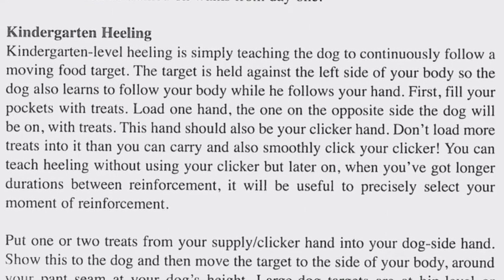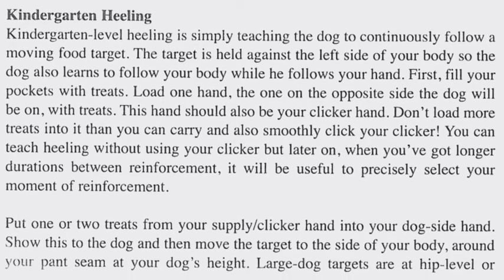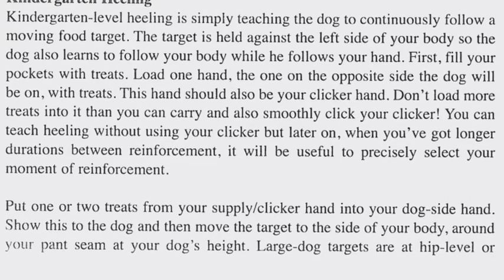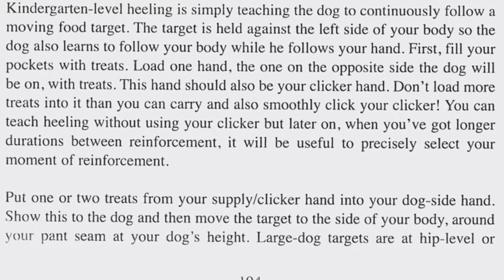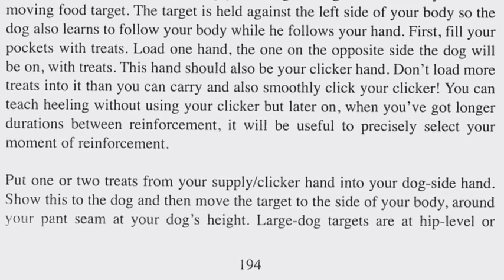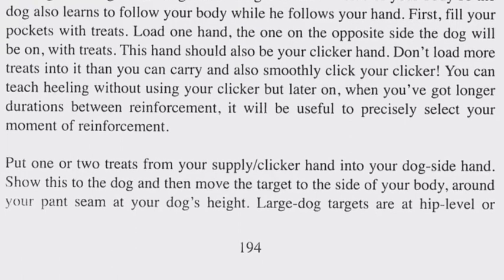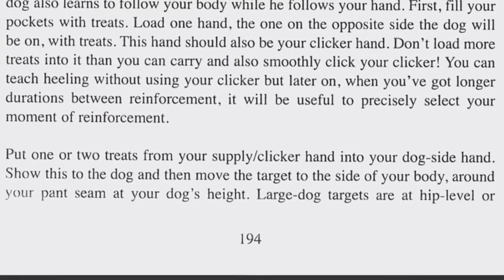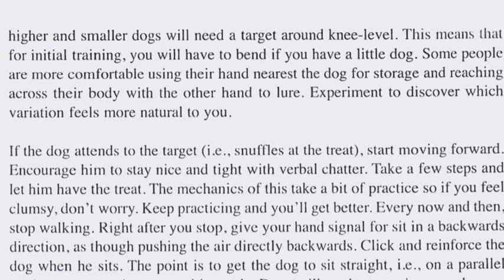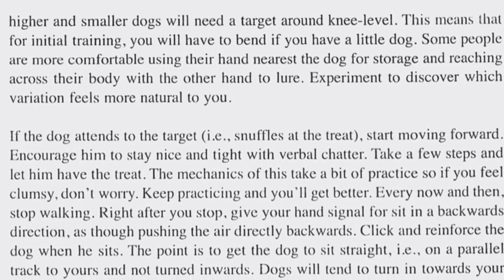You can teach heeling without using your clicker, but later on, when you've got longer durations between reinforcement, it will be useful to precisely select your moment of reinforcement. Put one or two treats from your supply/clicker hand into your dog's side hand. Show this to the dog and then move the target to the side of your body around your pant seam at your dog's height. Large dog targets are at hip level or higher, and smaller dogs will need a target around knee level. This means that for initial training, you will have to bend if you have a little dog.